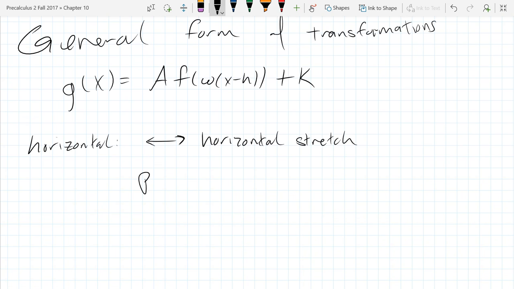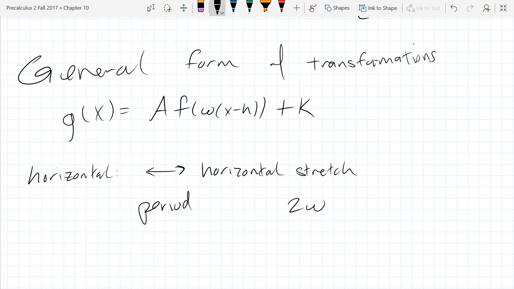So our period usually is 2 pi. Now, when we see a horizontal stretch, any of the horizontal transformations that we see, instead of multiplying by w, it'll act like the opposite, which is multiplying by the reciprocal of w, or 1 over w. So if you see a 2 right here for w, that doesn't mean it gets twice as wide. That means it gets half as wide. So all the horizontals are the opposite of what they look like.